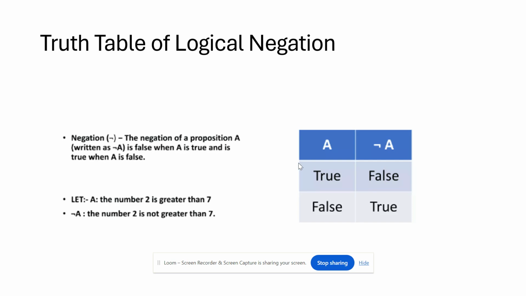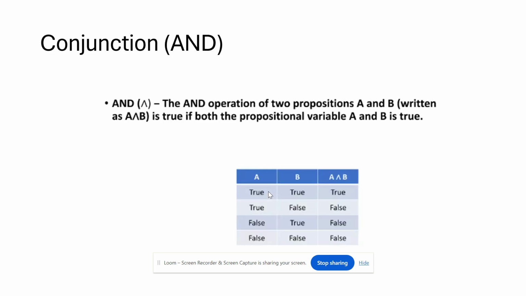You can see this in the truth table of logical negation. If the value of A is true, the negation is false. If the value of A is false, the negation is true. If I take the example, the number 2 is greater than 7, the negation of this statement is, the number 2 is not greater than 7.